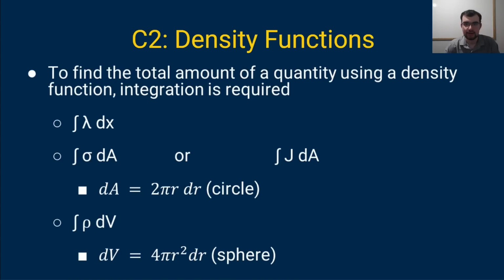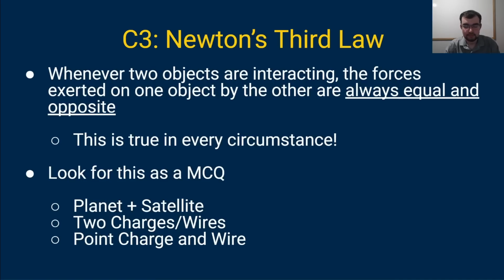And similarly, if we go up a dimension, we'll look at spheres a lot for E&M, and the volume of a sphere, well, you can build it with these little spherical shells, 4 pi r squared for the area and dr for the thickness.